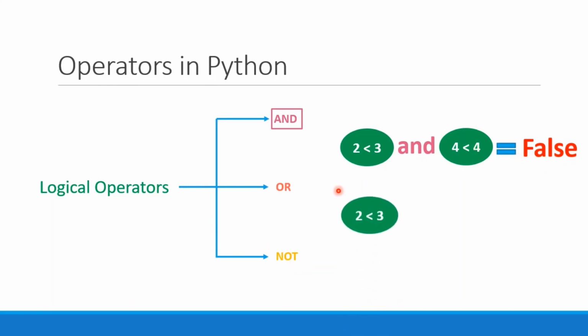Let's see another example. I have a condition 2 is less than 3, and then I have another condition 3 is equal to 3. When I perform the AND operation here, it will give me the output as true. Why is its output true? Because condition 1, 2 is less than 3, is true. Similarly, condition 2, which is 3 is equal to 3, is also true. So both the conditions are true, so the output is true.